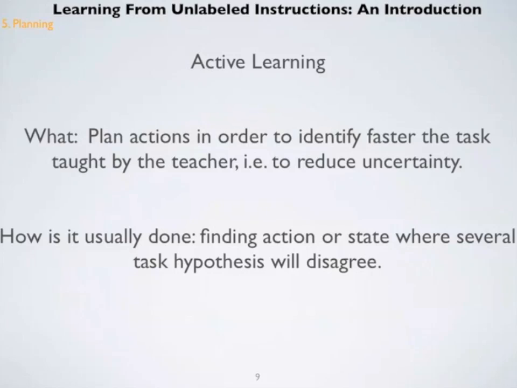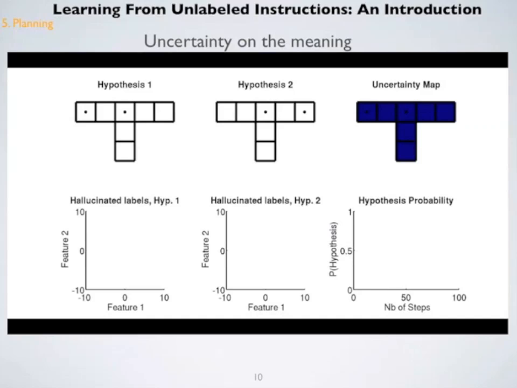So let's materialize this idea in a new toy problem. In this toy problem, the world is shaped as a T. There are only two hypotheses. Hypothesis 1 is that the teacher wants the robot to go on the left side of the T, and hypothesis 2 is that the teacher wants the robot to go on the right side of the T, which are materialized by these dots at the edges of the T. As in the previous toy example, the instruction signals are two-dimensional and are represented in these two spaces with their associated hallucinated labels, if you may.